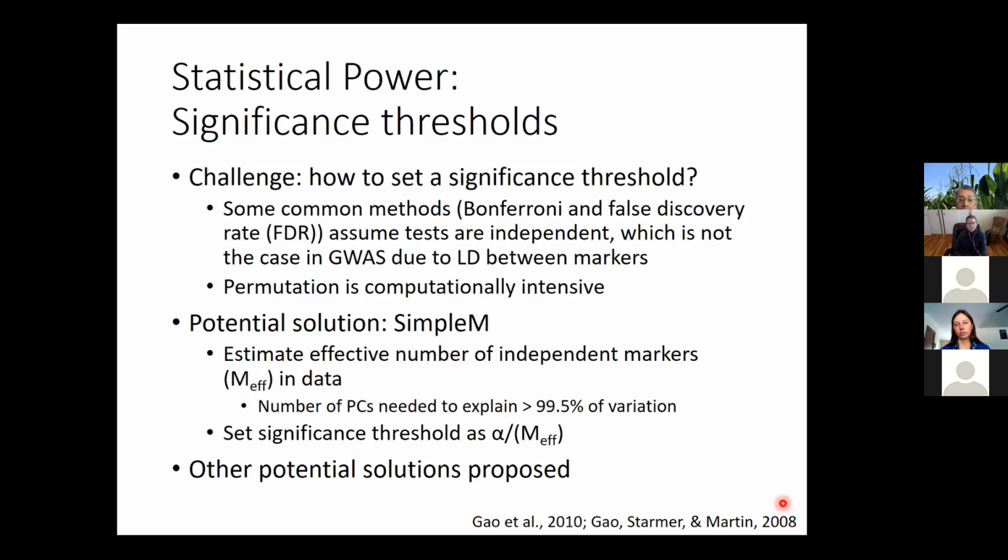One potential solution comes from simple M. This method estimates the effective number of independent markers in the data. It estimates that by the number of PCs, principal components, needed to explain at least 99.5% of the variation in the genotype data. Then the significance threshold is just set as alpha divided by that effective number of markers. Of course, there have been many potential solutions proposed, but simple M is a fairly computationally tractable one that also happens to line up quite well with the results of permutation.